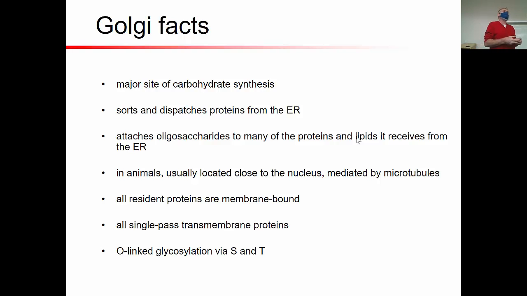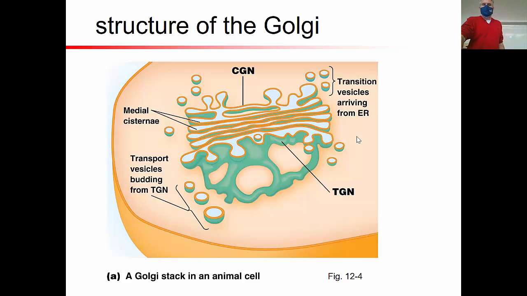This is an organelle that undergoes constant change in its shape and size. And so because of that, all of the resident proteins, those are proteins that are always associated with the Golgi, are membrane bound, so they're not lost. And they're all single pass transmembrane proteins.